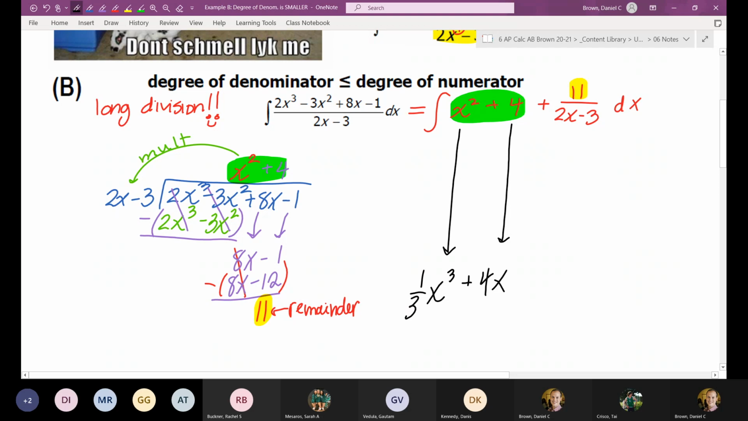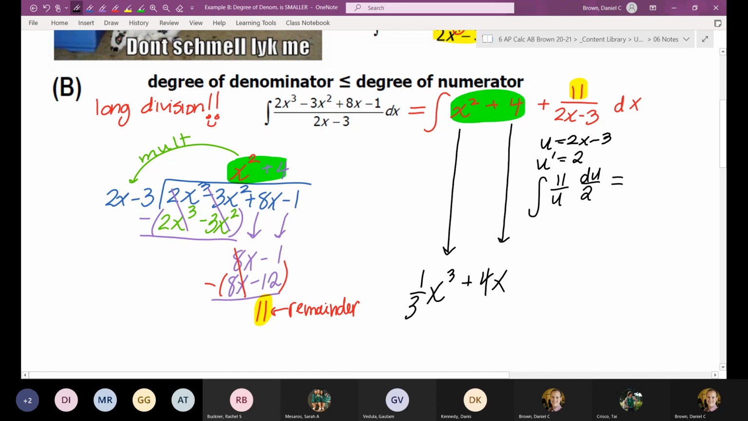This last one, it's a quotient. What rule are we going to use to integrate that last one? Natural log, yeah. How do I know it's natural log? Raised to the first power. So u would be 2x minus 3. u prime would be equal to 2. So doing my u sub, this would be the integral. We have an 11 over u. dx is du over u prime.